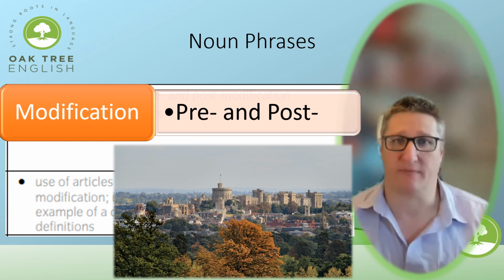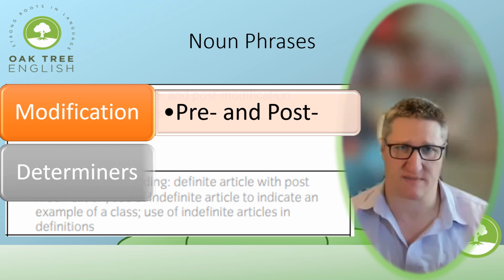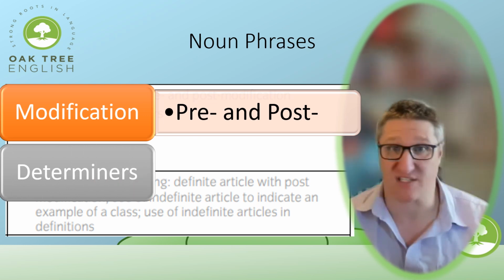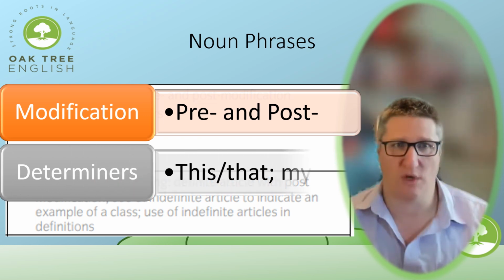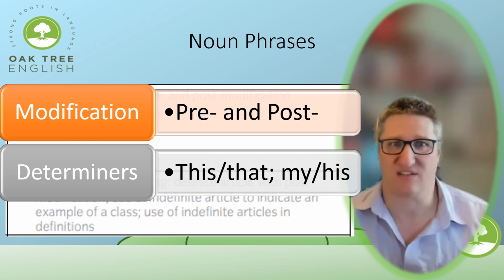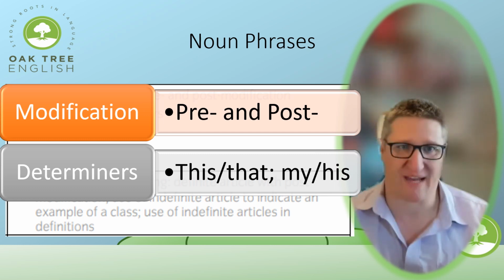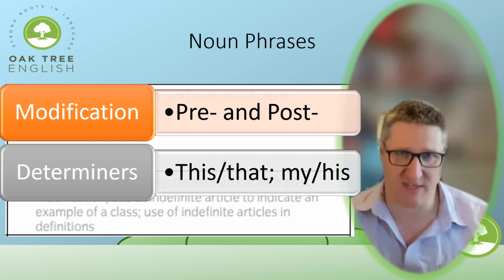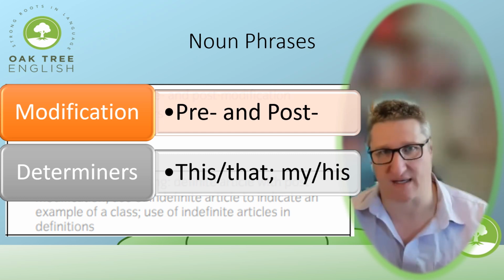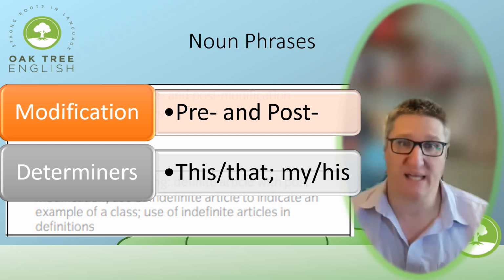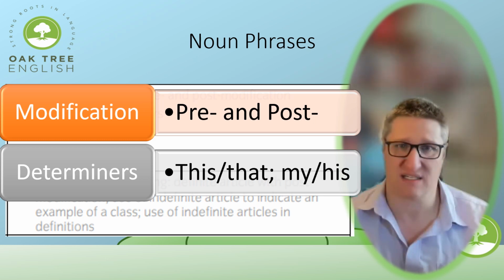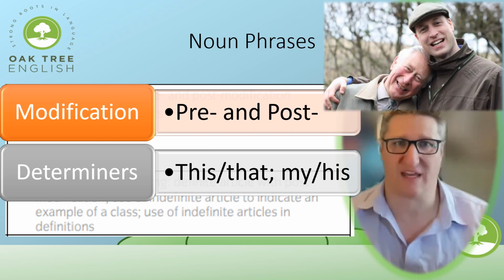You should also be familiar with determiners, which provide context to a noun. Words like this, these and those indicate which nouns we're referring to. This king is older than that king. My, your, her and his can relate to who the nouns are owned by or related to. For example, Charles is my king. William is his son.